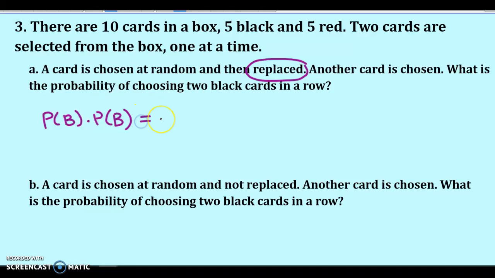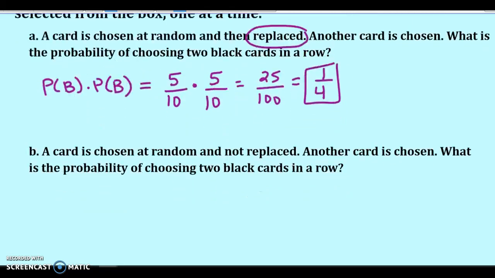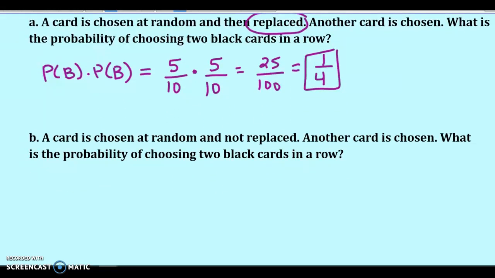Once again, we are multiplying them because we are drawing a card and then drawing another card. Because my black card is replaced, the first probability of getting a black card on your first draw is 5 black cards out of 10 total. Multiplied by, because we put the card back, there's still 5 black cards out of 10 total. So I end up with 25 out of 100, which simplifies to 1/4 or 25%. The difference in the second example now is that you are choosing a card and then not replacing it.